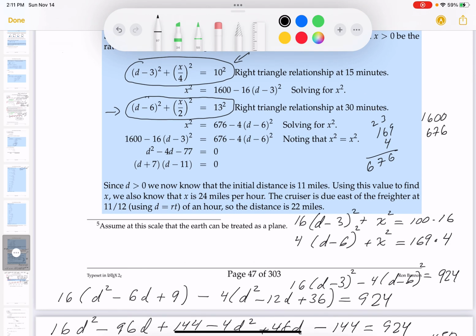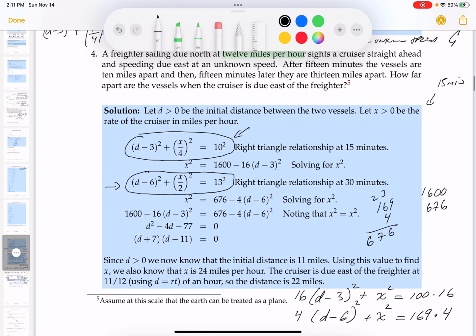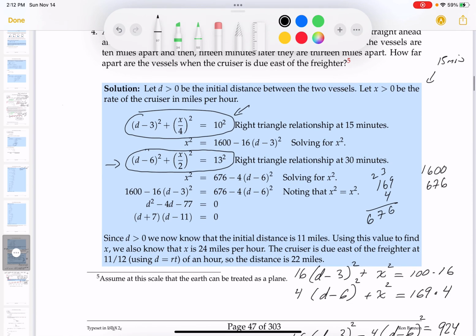I got to be honest with you, I got to go back and read the question. And it says, how far apart are the vessels when the cruiser is due east of the freighter? Well, I got to find out what X is now. And what is X going to be? Someone says, well, if D is 11, could you figure out X? I think so. I'll do it in what I consider the easiest equation to do it in. And someone says, do you need to do this? Yeah, I kind of need to do it.